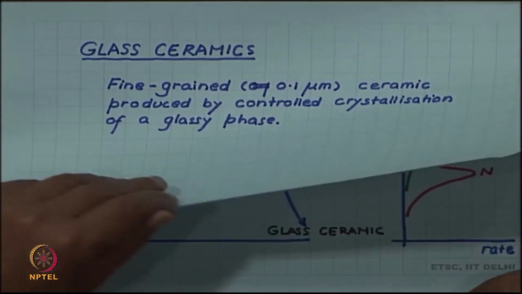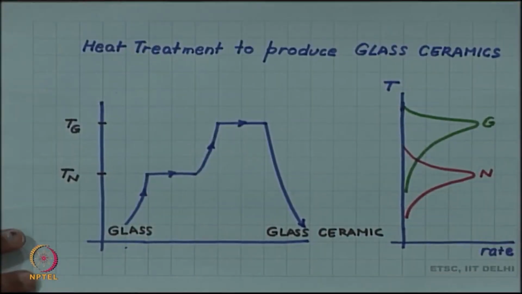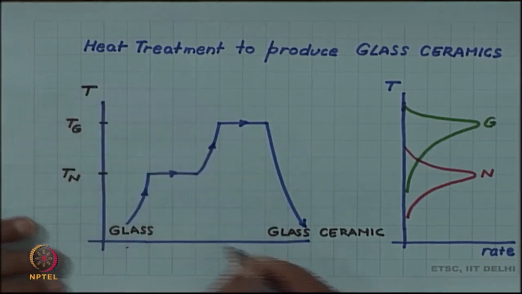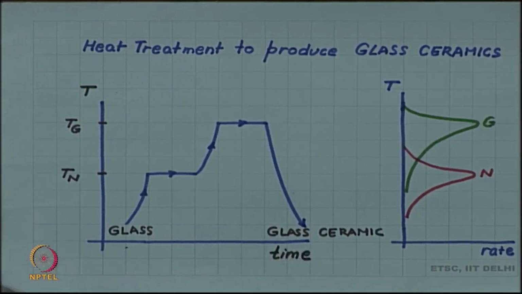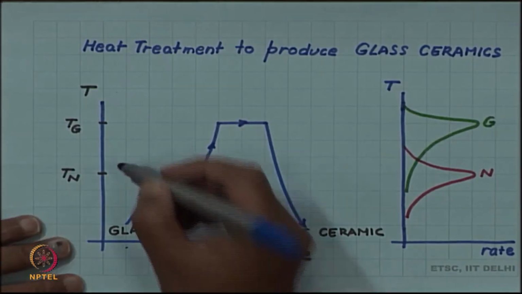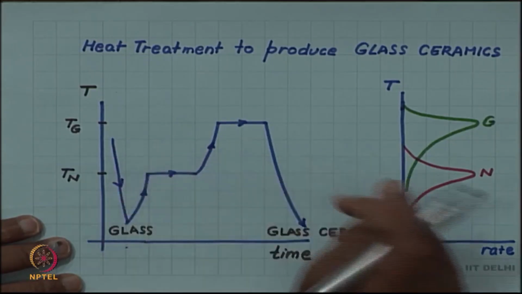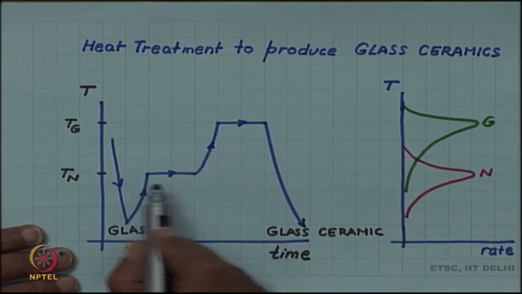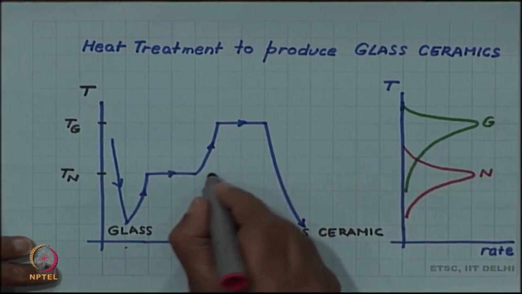Let us look at the heat treatment process for glass ceramic. So, here is the temperature time figure, the first figure. It shows the heat treatment cycle. Initially the liquid is quenched to produce glass, then this glass is held at a temperature at which the nucleation rate is maximum.